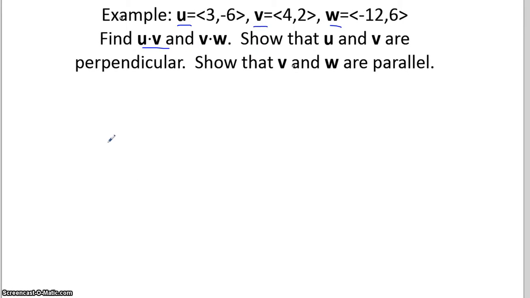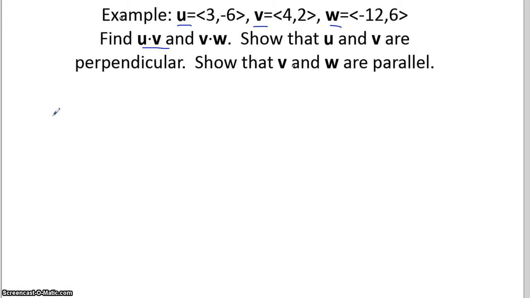So now I'm just going to go through the two examples I did not have a chance to do in class today. For this first example, we're given three vectors, u, v, and w, in component form, and we're asked to find the dot product of two pairs of the vectors. The first one is the dot product of u and v.